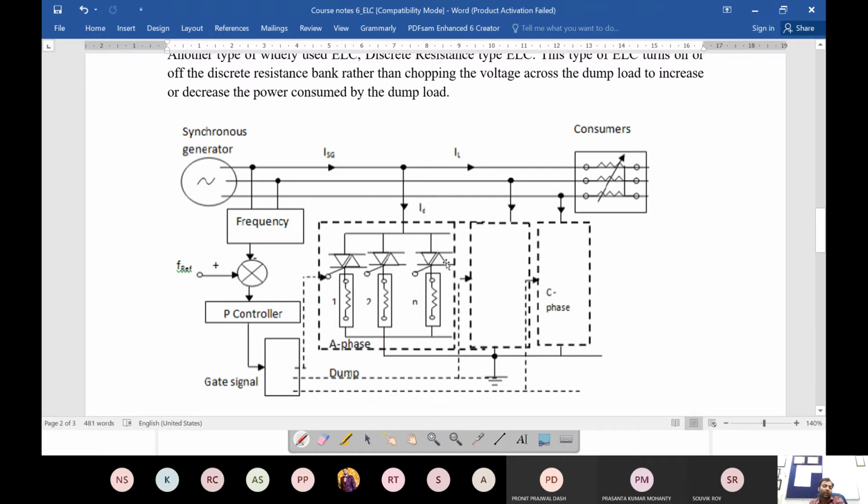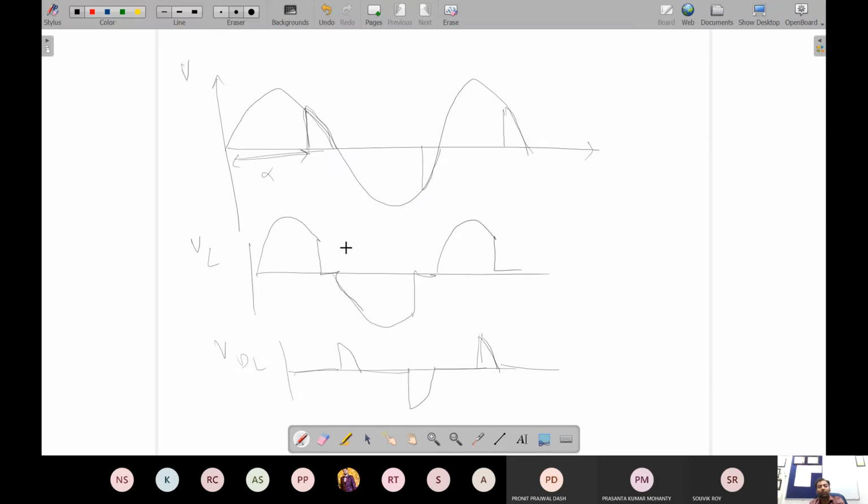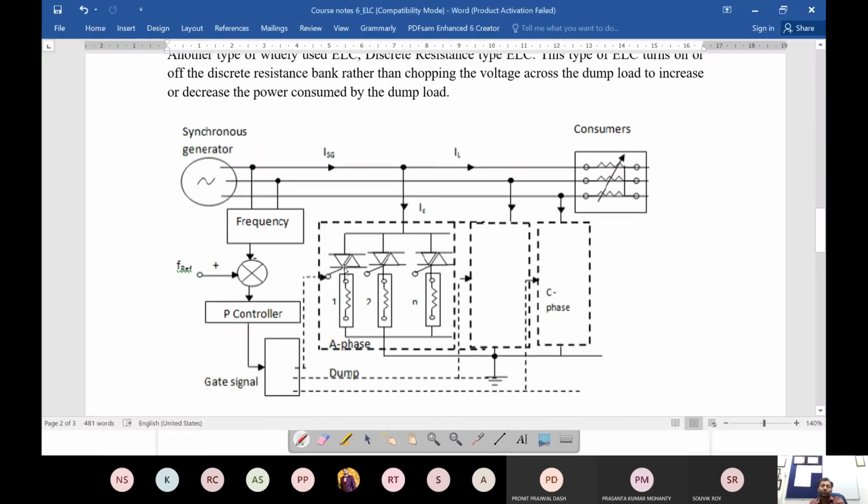So this is an advantage over the previous one, as you can understand, is that now this problem of harmonics has been removed. So there is no chopping of the voltage or current waveforms. The waveform is entire, going in entirety.